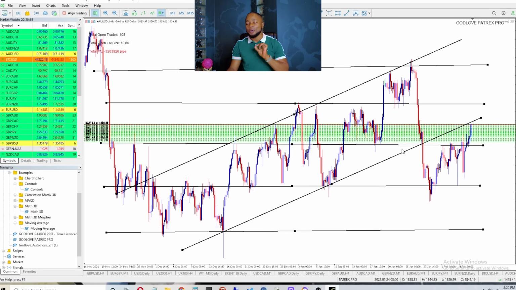Can you see? The robot is closing everything. I don't need to do everything. In less than 5 seconds, all the positions will already be closed. See something? Boom. That is it, guys. Look at my MT5. Check my MT5. Do you see any other trade running? Check the balance you are seeing.